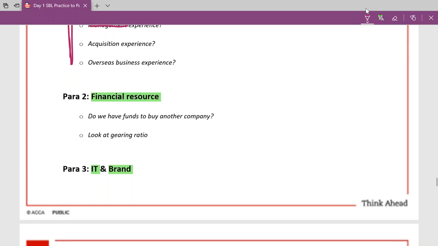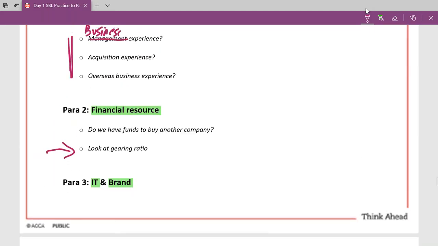Now, if you are a cash rich company, then you might have reserves and cash. And if you are not a cash rich company, then you might need to take financing. So for that, you might need to check the gearing ratios. If your gearing ratio is low, then yes, you will be able to take loans to finance the acquisition. And if your gearing ratio is high, then you would struggle to raise the finance. So financial resources talks about whether you have the money to buy.